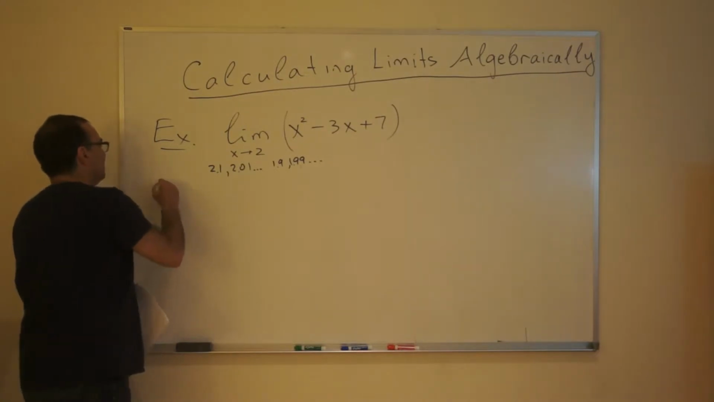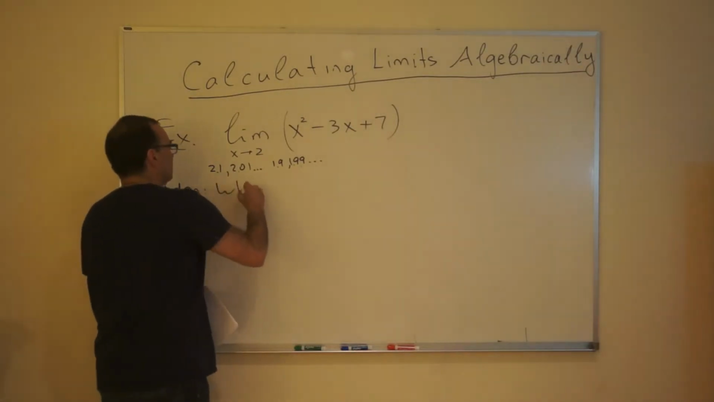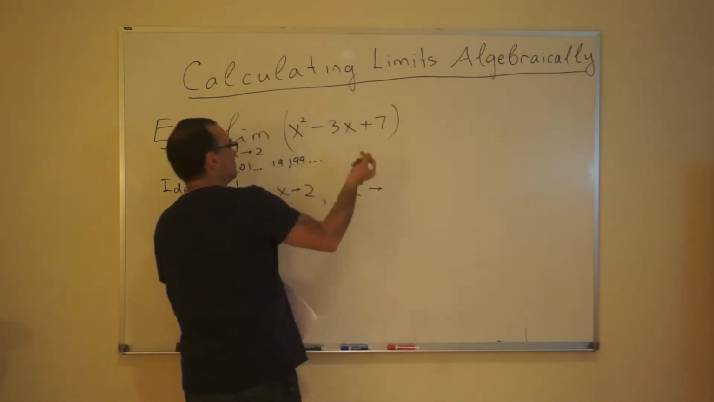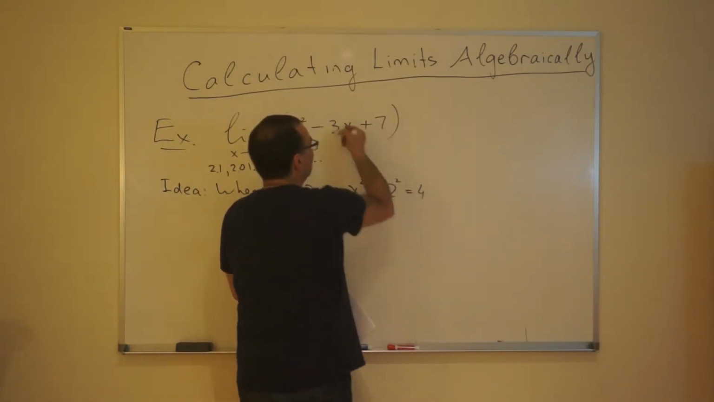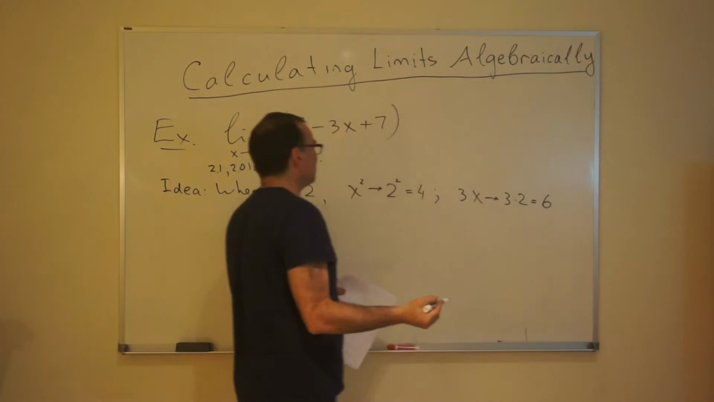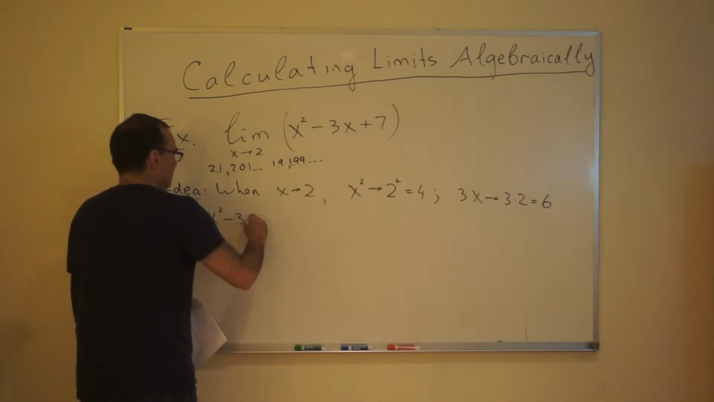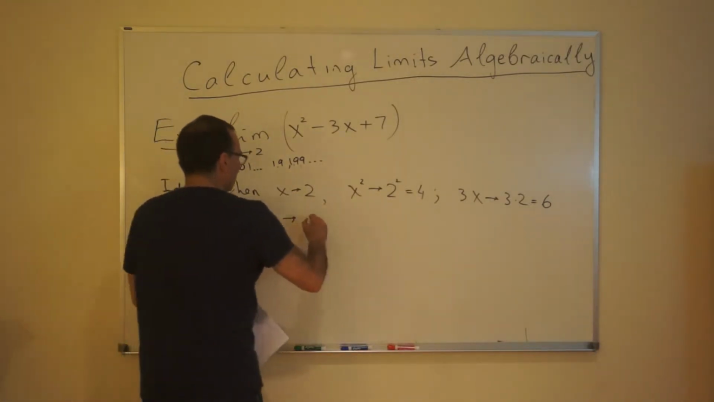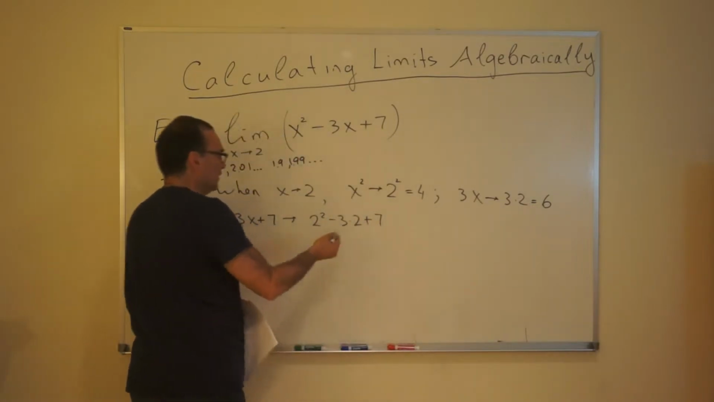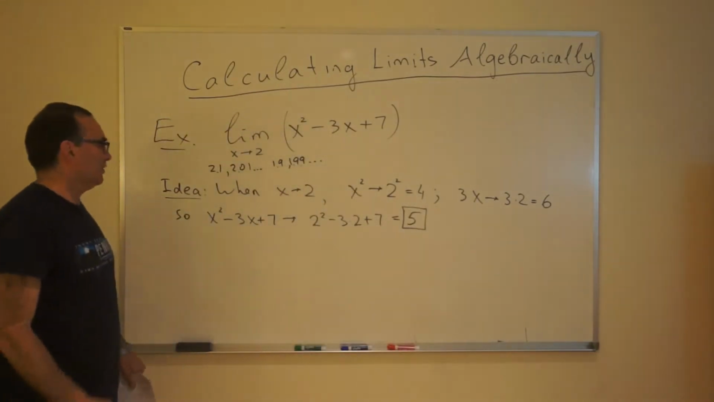So here is the idea. When x approaches 2, which means when x takes values close to 2, x squared will approach 2 squared, which is 4. And 3x will approach 3 times 2, which is 6. And so the whole thing, x squared minus 3x plus 7, will approach 2 squared minus 3 times 2 plus 7, which is what? 4 minus 6, negative 2, plus 7 is 5, and here we are. So this is the value of the limit.